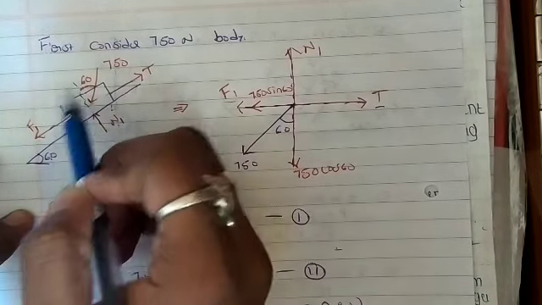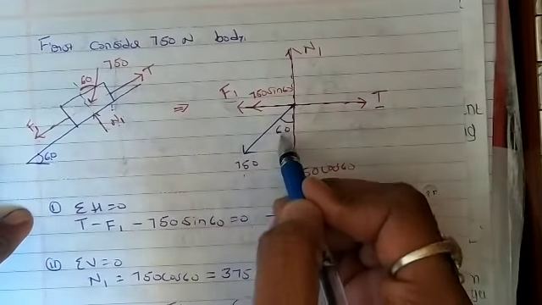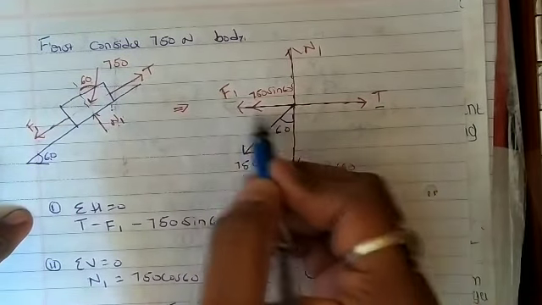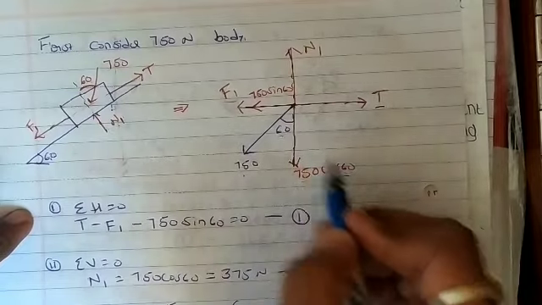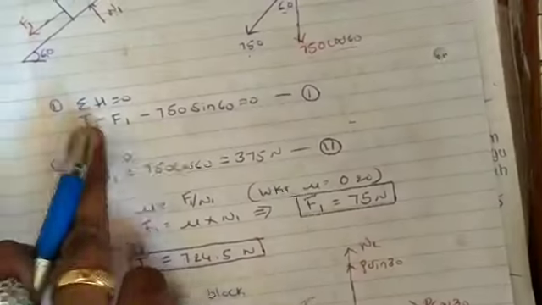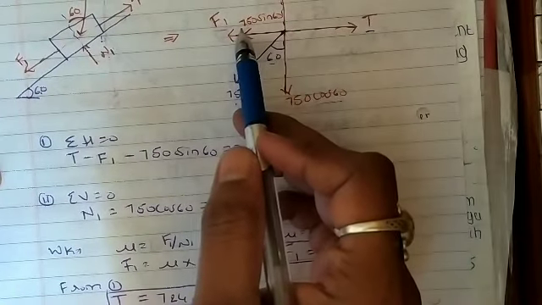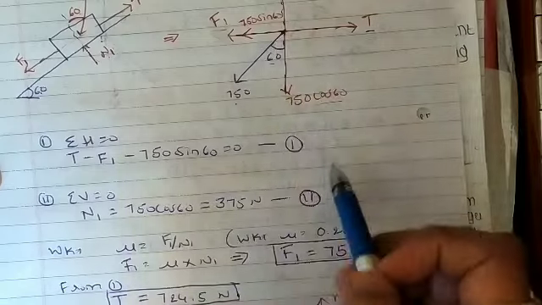Now this 750 weight, we know that weight will be acting vertically downwards. The angle made is 60 degrees, so it is acting in the third quadrant. This is the cos component, this is the sin component: 750 cos 60, 750 sin 60. The first condition, summation of forces along x is equal to 0. So plus T minus F1 minus 750 sin 60 is equal to 0.